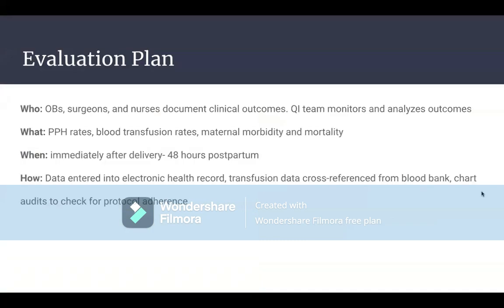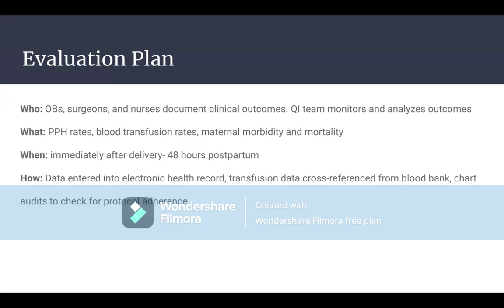Our evaluation plan. For the who, we have OBs, surgeons, and nurses documenting the clinical outcomes. We then have QI teams monitoring and analyzing these outcomes. For our primary measure, we have postpartum hemorrhage rate, which is greater than 500 milliliters for vaginal deliveries and greater than 1,000 milliliters for cesareans.